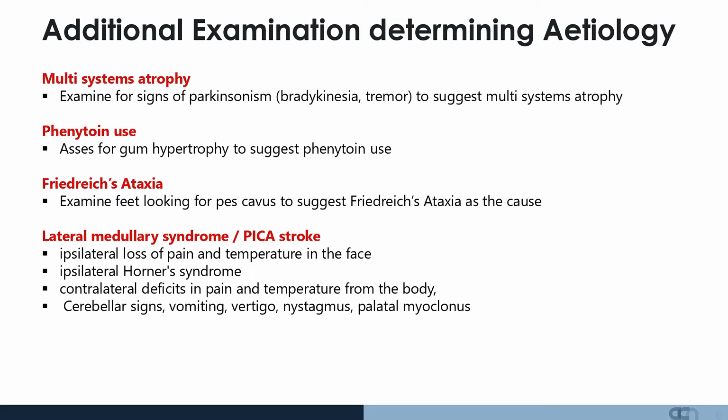Lateral medullary syndrome, which is a stroke caused by damage to the posterior inferior cerebellar artery, will result in a constellation of symptoms, including ipsilateral loss of pain and temperature sensation in the face, contralateral loss of pain and temperature in the body, and ipsilateral hoarseness, as well as cerebellar signs such as vomiting, vertigo, nystagmus, and palatal myoclonus.